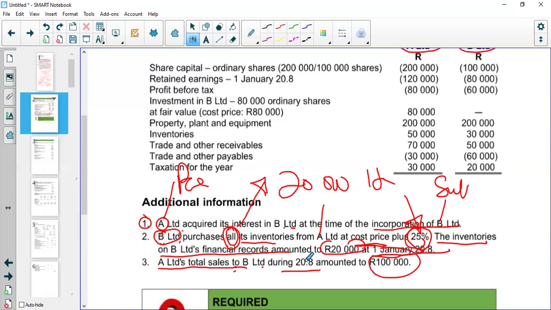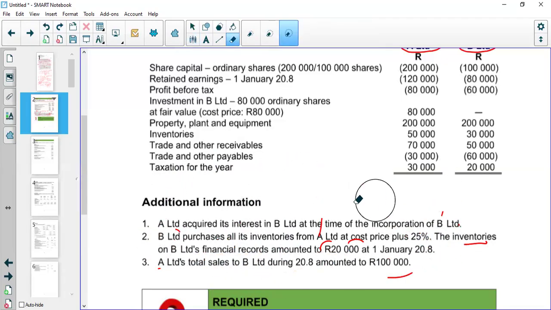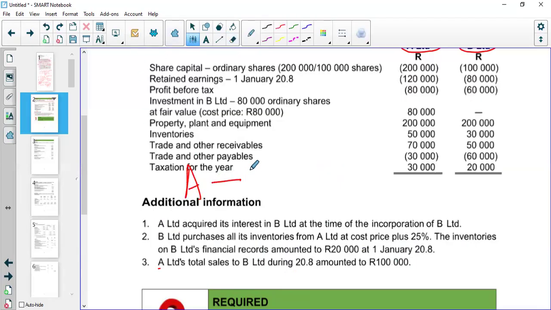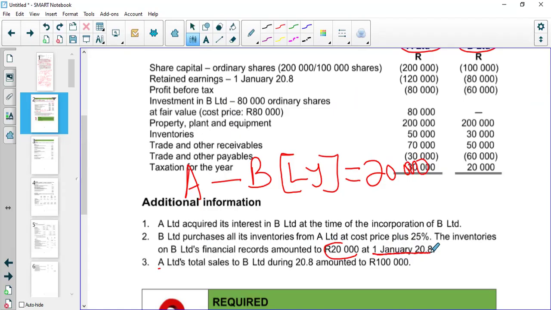Now let me just break this down for you properly. So the story here is last year, A sold to B. And the inventory that remained unsold last year is 20,000. So that's why it's the opening inventory. Then this year, A sold to B. The total sales is 100,000.